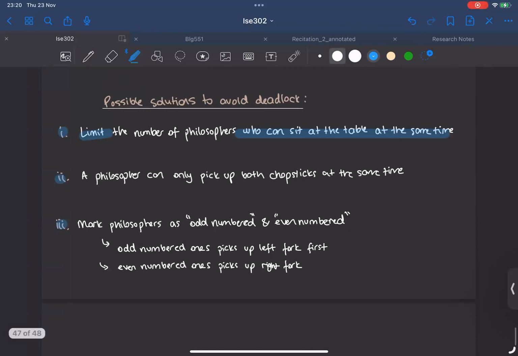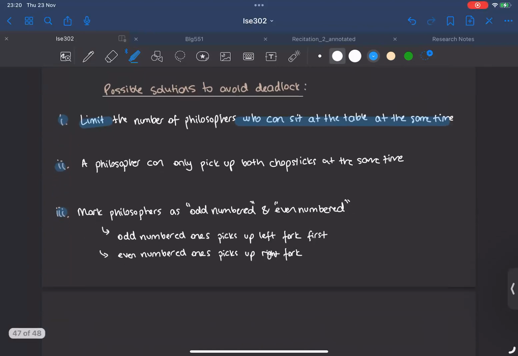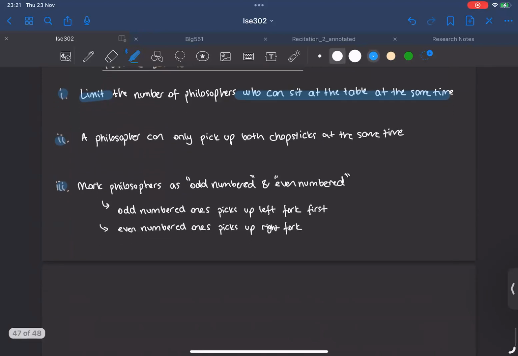And secondly, both chopsticks must be available. Another solution is to change the conditions under which philosophers can pick up chopsticks. Instead of being able to pick one chopstick at a time, a philosopher can only pick up both chopsticks at the same time. This necessitates the philosopher entering a critical section to ensure that both chopsticks are available before eating. This change reduces the likelihood of acquiring one chopstick and becoming stuck waiting for the other chopstick.